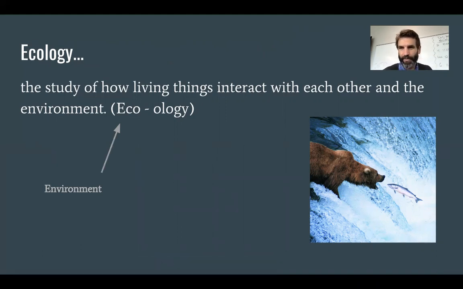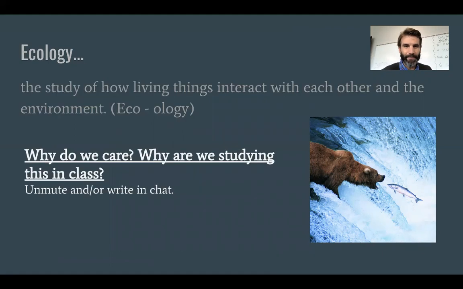We broke down this word ecology, so eco referring to the environment, and ology to study something. So we talked about astrology, the study of the stars, ophthalmology, study of the eyes, right? And biology, the study of things that are living.